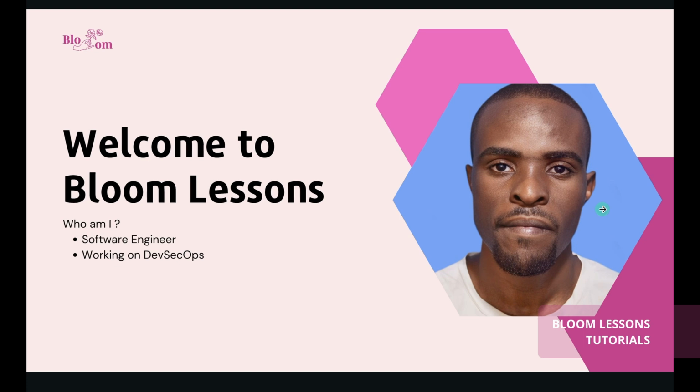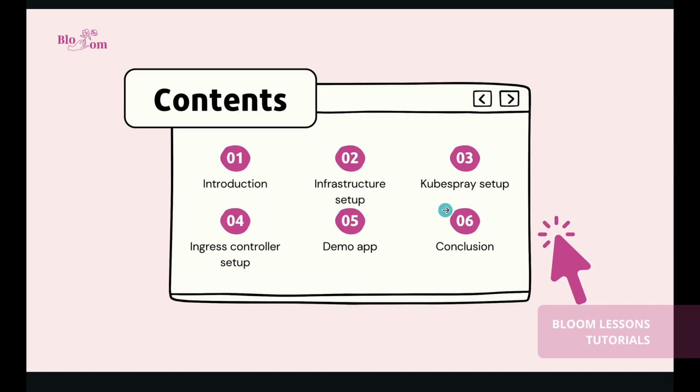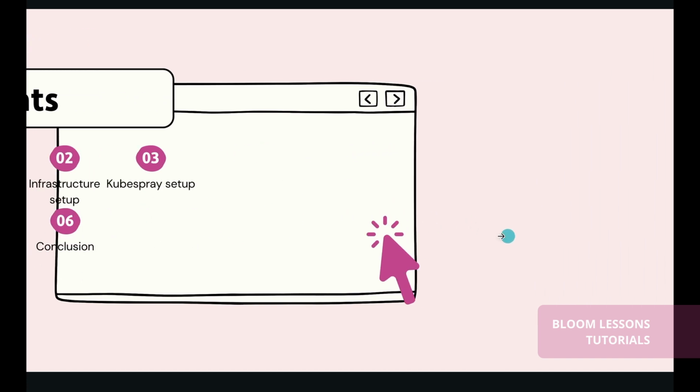And in this tutorial, I'm going to take you through how you can set up a Kubernetes cluster on AWS. This will be a self-managed cluster and we'll be installing it on the AWS infrastructure. This tutorial will be split into 6 sections. We'll start with the introduction, then we'll do the infrastructure setup, the Kubespray setup, then we'll install our Ingress controller, install the demo app, and then we'll jump into the conclusion.